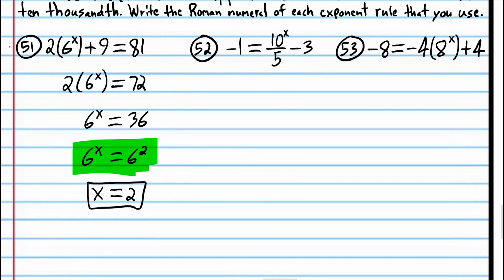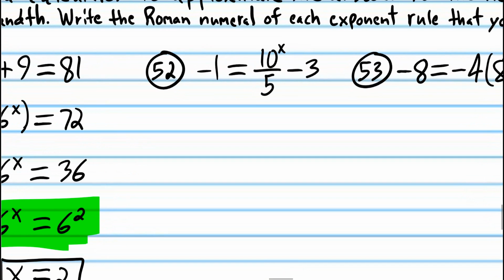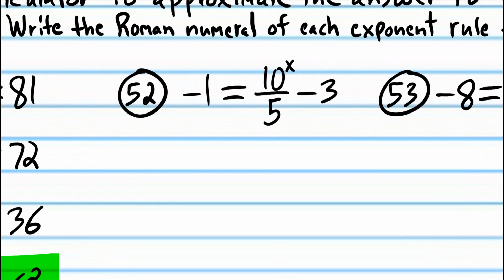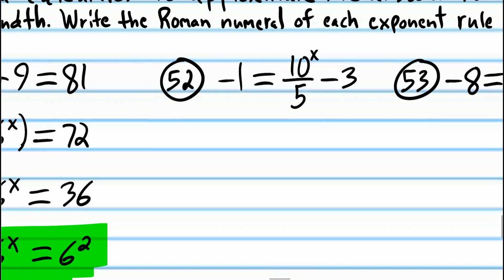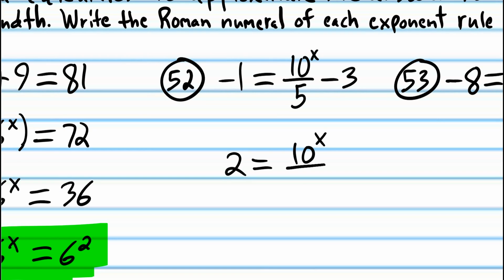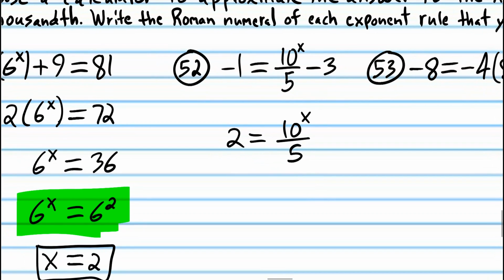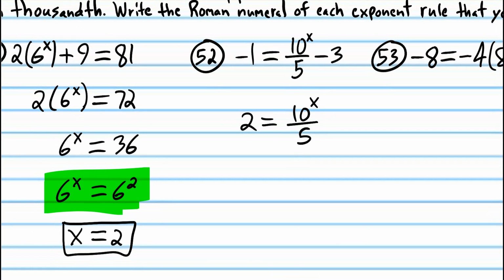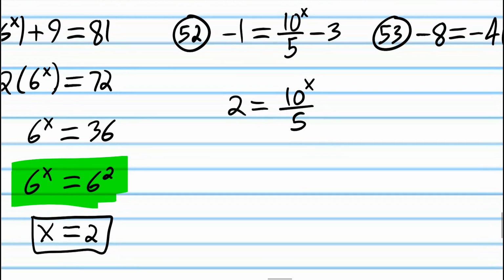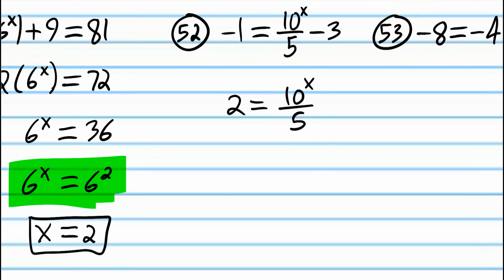So let's try number 52 and see if we need a calculator on that one. So again, we need to isolate this exponential expression, which means we need to put the 3 and the 5 on the other side of the equation. So I'm going to add 3 to both sides of the equation. And then I'm going to multiply both sides by 5. This is 10 to the x power divided by 5. If you want to get rid of the divided by 5, you multiply both sides by 5.